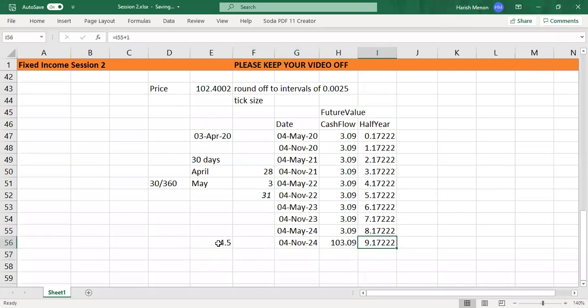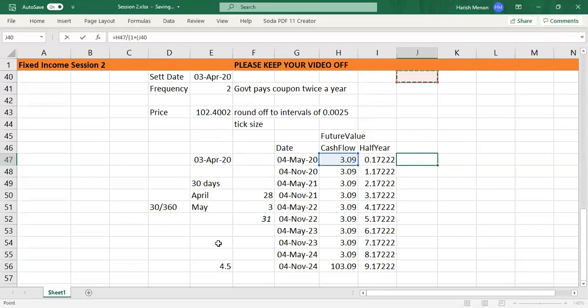Why half years? I repeat, coupon is half yearly. So that is why everything has to be calculated half yearly. And do remember, I am considering 3.09 here. Why 3.09? Because that is the first cash flow. That's it. You will need only this much, and then you can use the formula. What is the formula? Future value divided by 1 plus YTM.